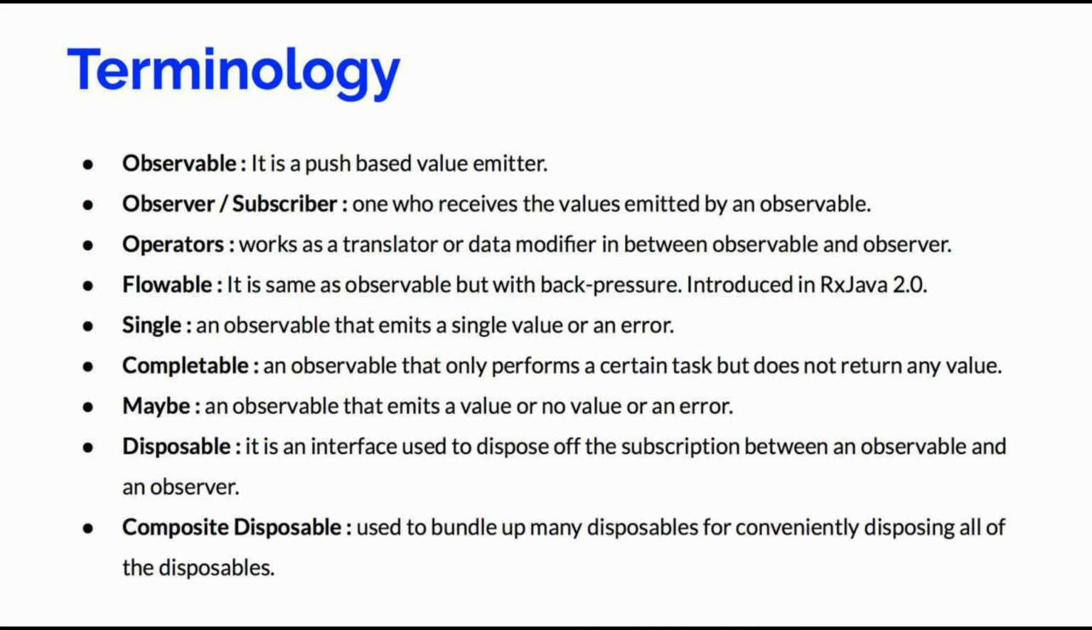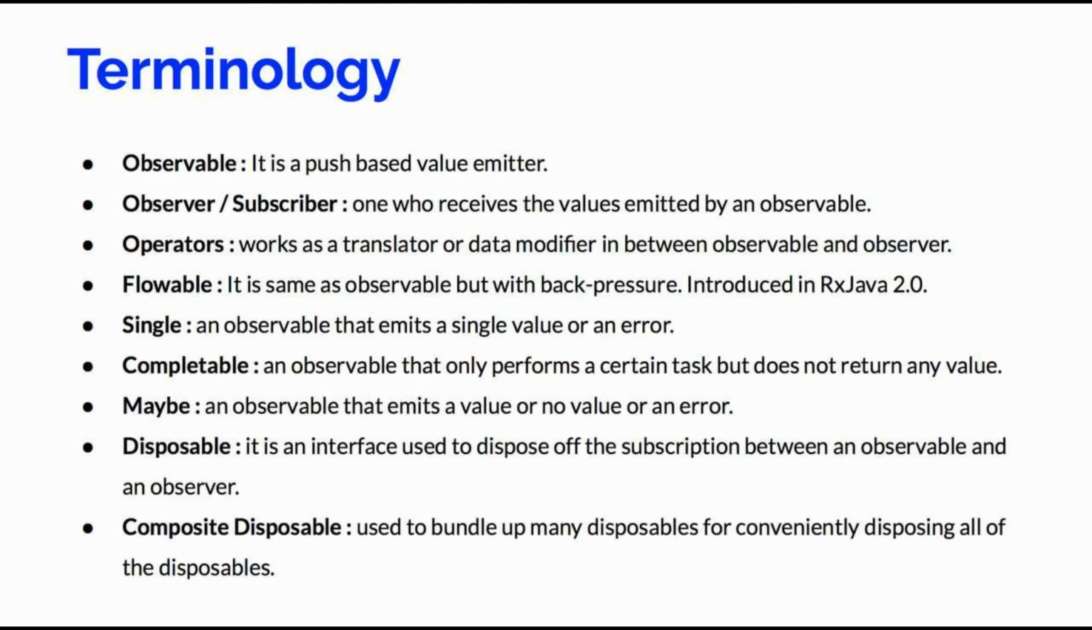RxJava 2.0 introduces flowables. Flowables are very much similar to observables. The only difference being that it supports back pressure. Back pressure is used to control the rate of emission of an observable. It might be possible that an observable is emitting data so fast that the consumer is unable to keep up with the flow and hence back pressure is required. Single, completable and maybe are types of observables and we will discuss them with examples later.